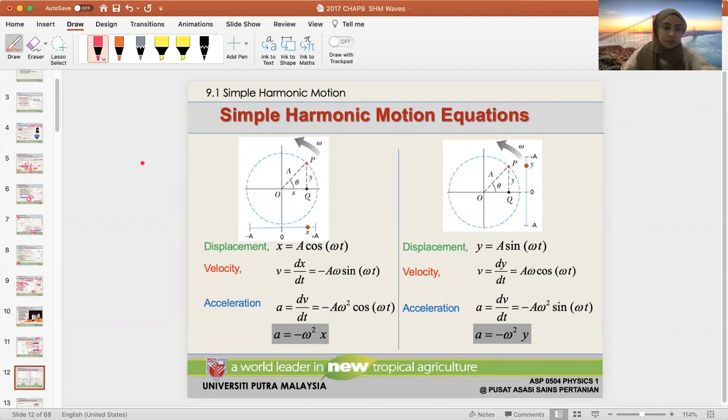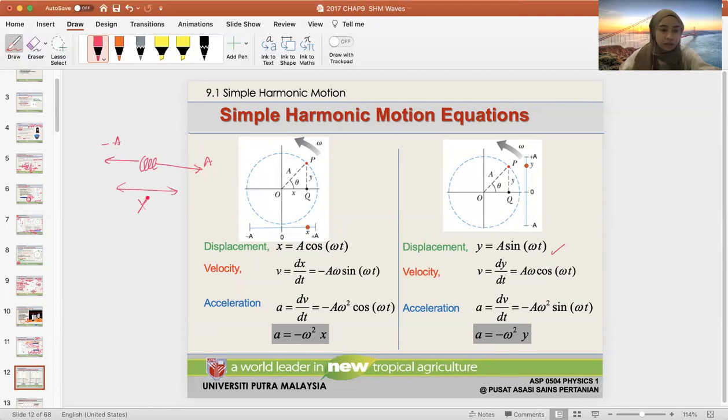Apa itu displacement? Kalau kita tengok spring, pergi A, pergi negative A. Itu displacement, maximum displacement. So amplitude is displacement. Equation is x equals to A cosine omega t, ataupun y equals to A sine omega t. Apa beza x dengan y? It's just your axis. If you have a spring that is in the x direction, use the x equation.